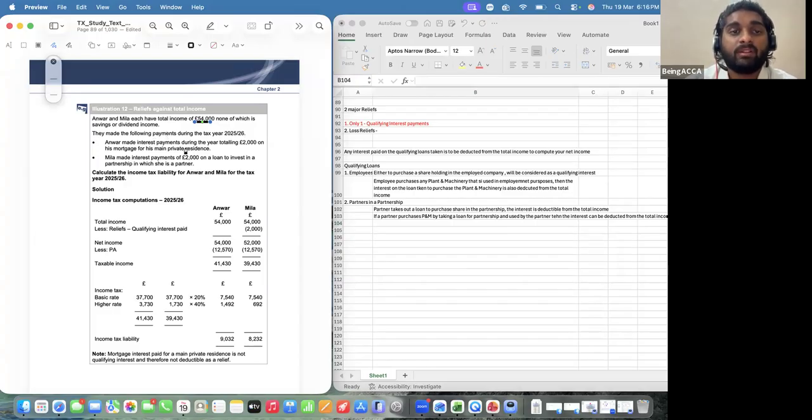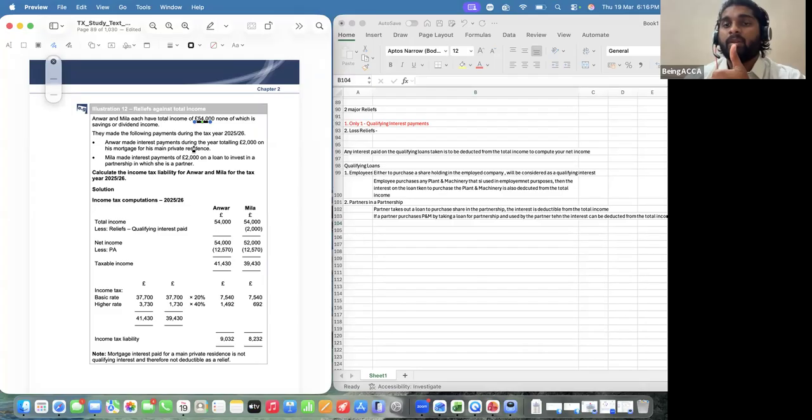They made the following payments during the tax year. Anwar made interest payments during the year totaling 2,000 on his mortgage for his main private residence. Here, a mortgage has been taken on the private residence, and he is making the interest payment. Is that a qualifying loan?